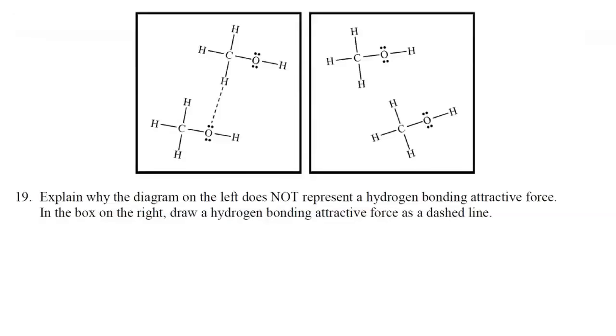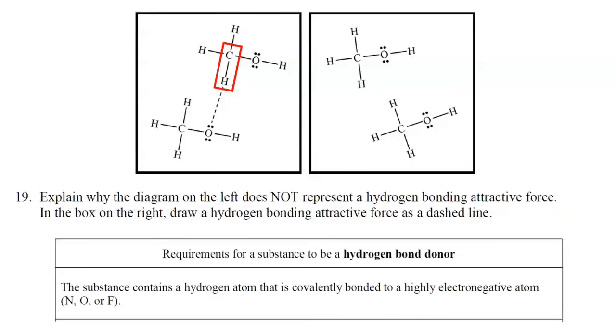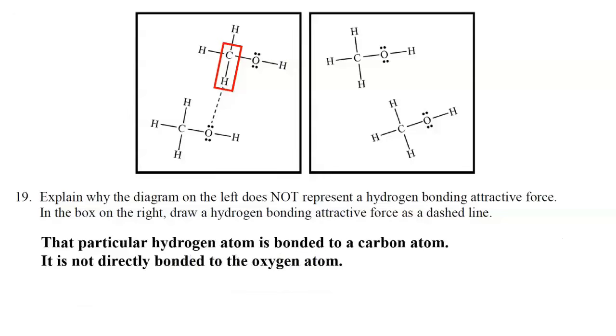Question 19. Explain why the diagram on the left does not represent a hydrogen bonding attractive force. If you look carefully, you'll see that there is a hydrogen directly bonded to carbon, and so that's the problem. If a molecule is going to behave as a hydrogen bond donor, then the hydrogen must be directly bonded to either nitrogen, oxygen, or fluorine. That particular hydrogen atom is bonded to carbon. It is not directly bonded to oxygen.